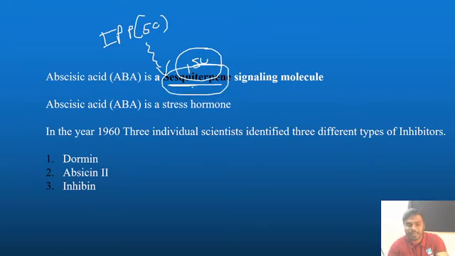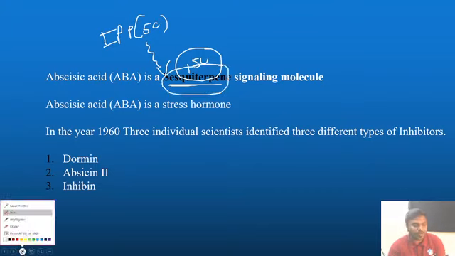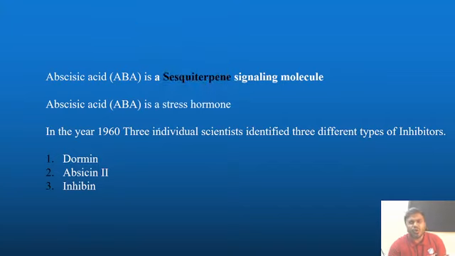Listen to my words and remember this. Sesquiterpene is a 15 carbon containing compound. Friends, you know how the abscisic acid discovery occurred? It was a really interesting discovery. Everyone please listen to me.